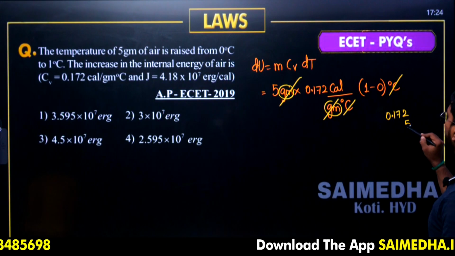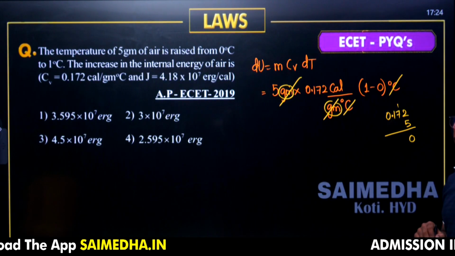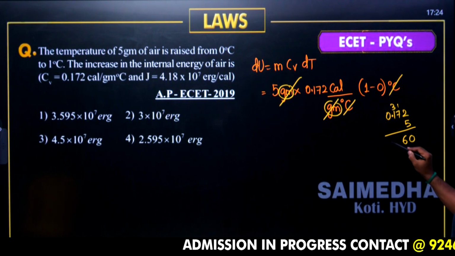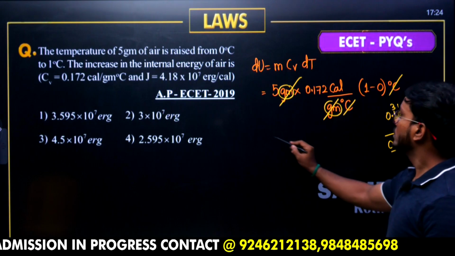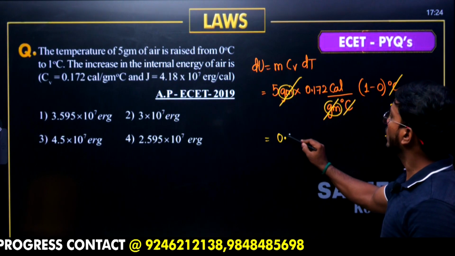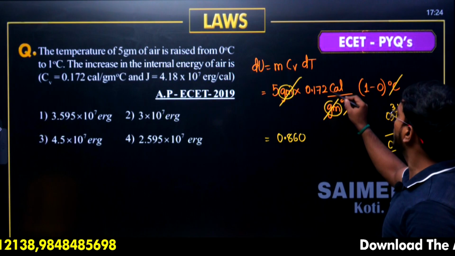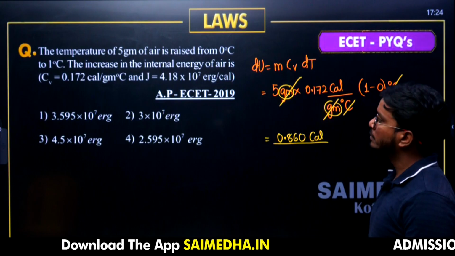0.172 into 5. 5 2s are 10. 5 7s are 35, 36. 5 1s are 5. 6 7 8. So 0.860. So this is going to become your value, 0.860 gram degree Celsius. The only unit left out is what? Calories. This is in calories.